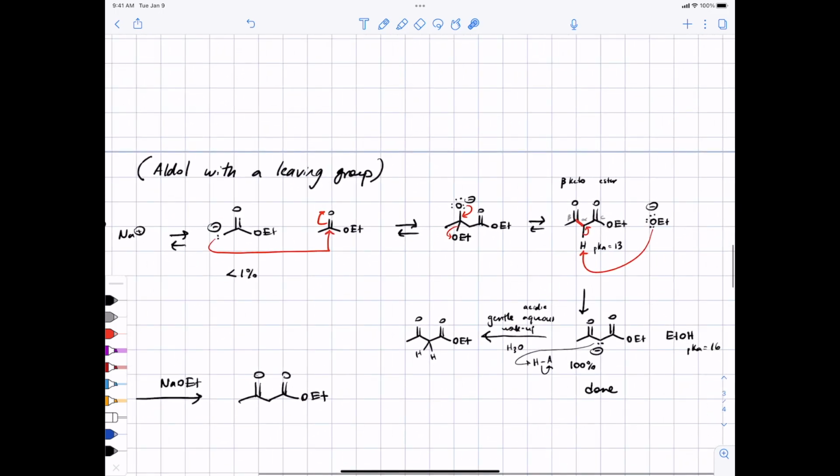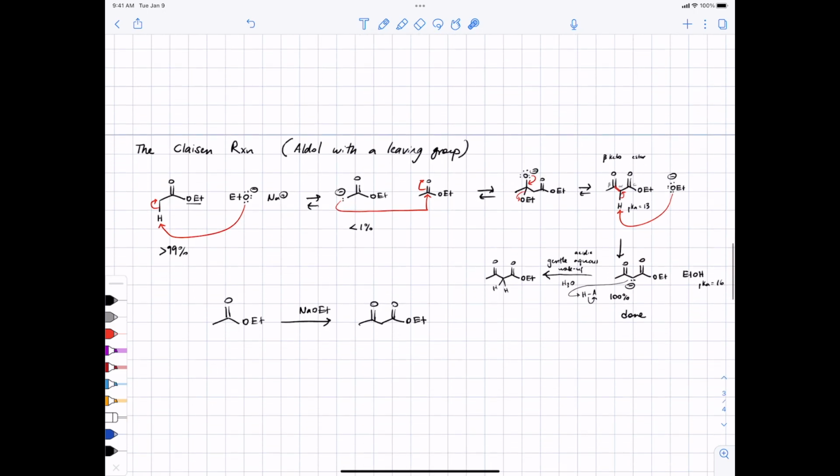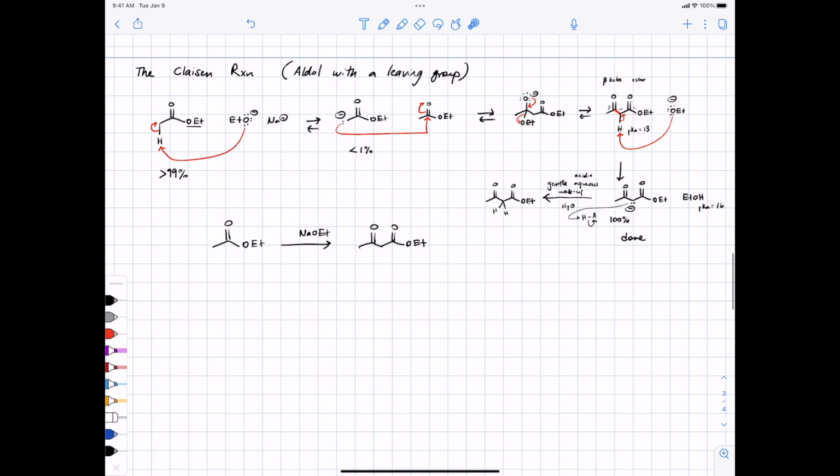Okay, but if I were to ask for a mechanism, there would be no point in showing removing the proton and then putting it back on again. All right, what else?